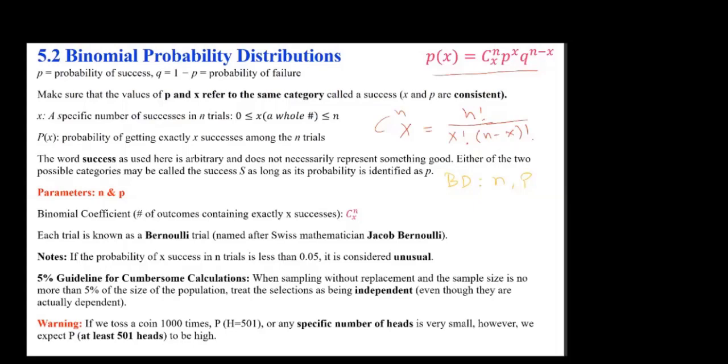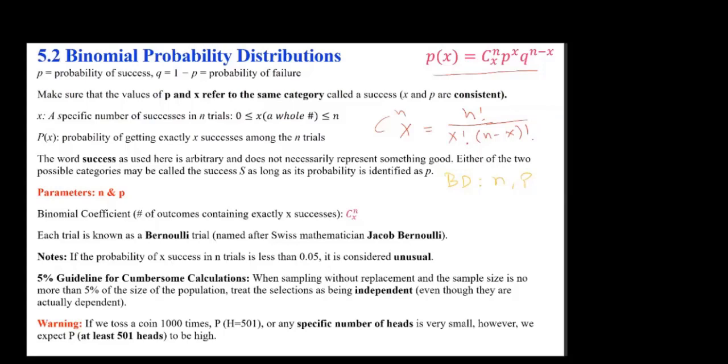5% guideline for cumbersome calculations. When sampling without replacement and the sample size is no more than 5% of the size of the population, treat the selections as being independent, even though they are actually dependent. Warning: if we toss a coin 1,000 times, P of exactly 501 heads, or any specific number of heads, is very small. However, we expect P of at least 501 heads to be high.